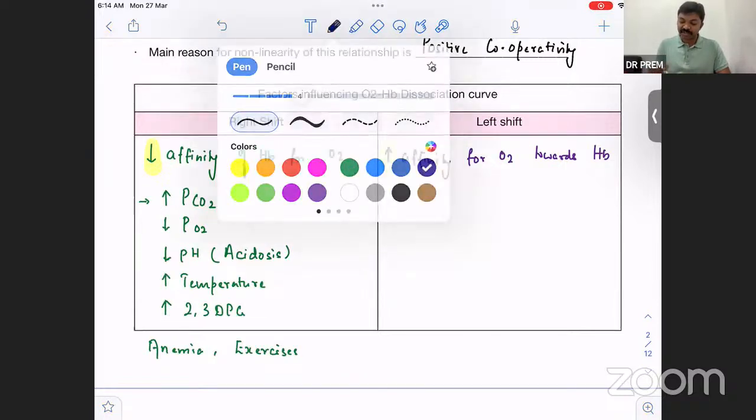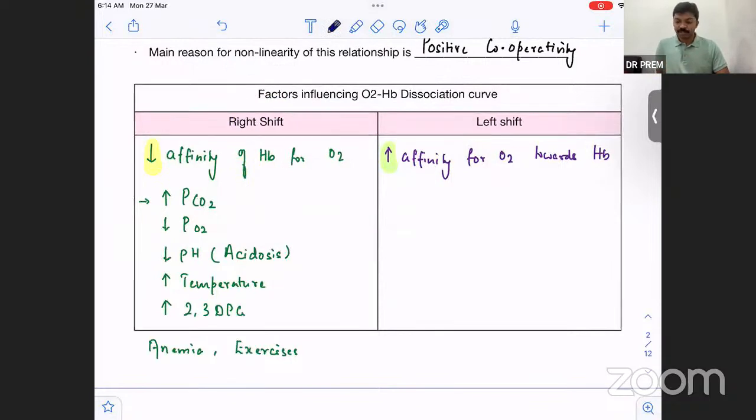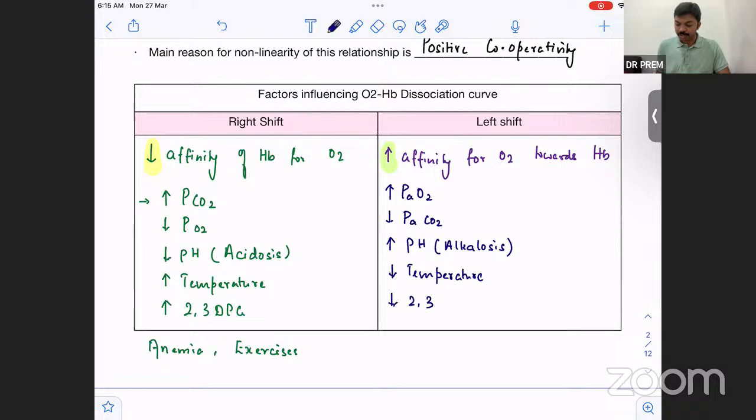Coming to left shift of the curve, exactly opposite parameters: increase in partial pressure of arterial oxygen, decrease in partial pressure of arterial carbon dioxide, alkalotic pH in an alkalotic state, decreased temperature, and a drop in 2,3 diphosphoglycerate.